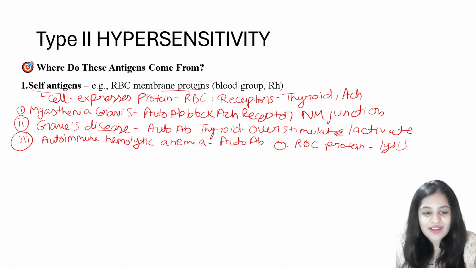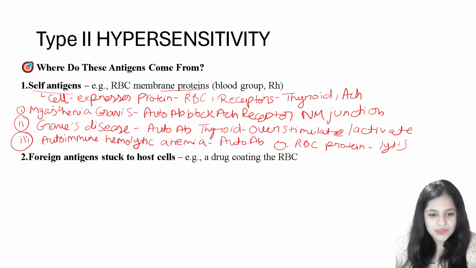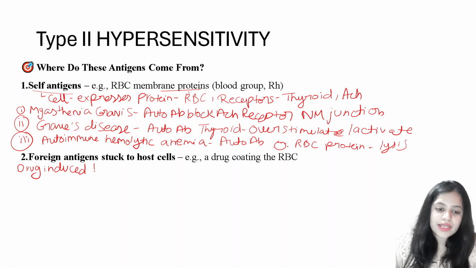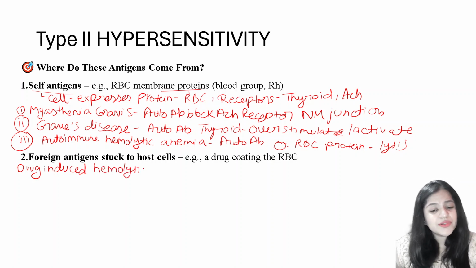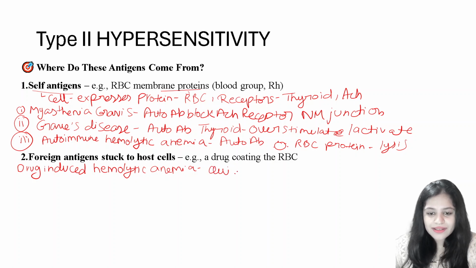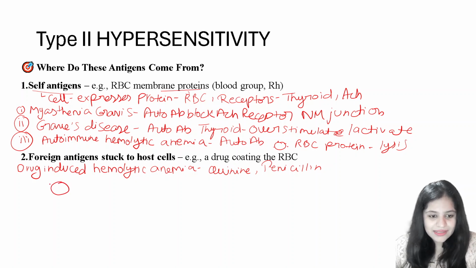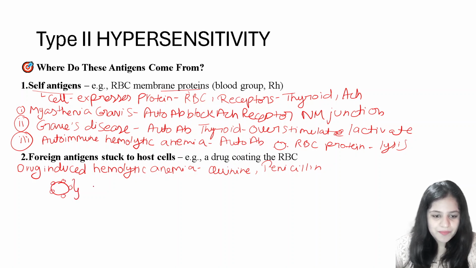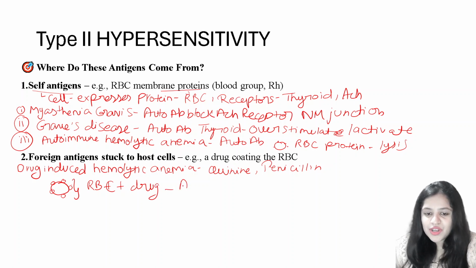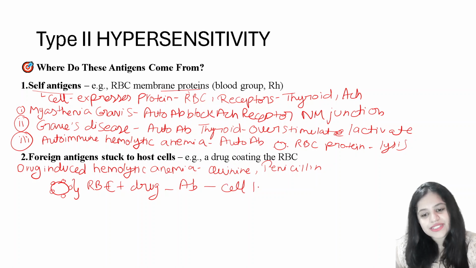Okay, now this was self antigen. Another can be a foreign antigen stuck to host cell. Example, in drug induced hemolytic anemia. Okay, which drugs induce this anemia? It can be quinine therapy, or penicillin. What happens in them is, this is your RBC. Now your drug and its metabolic byproducts will come and get absorbed on the surface of the RBC. Now this combination of RBC and drug is foreign to our body. So your antibody attacks and causes cell lysis.